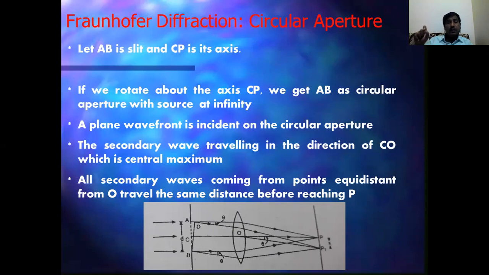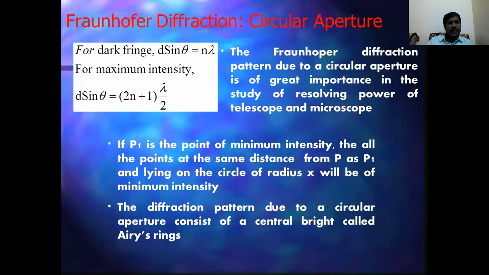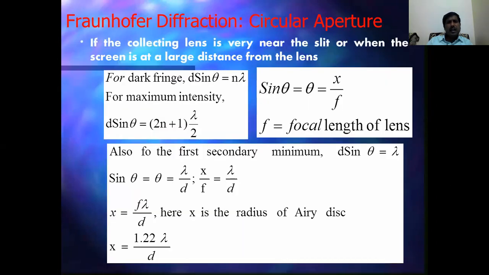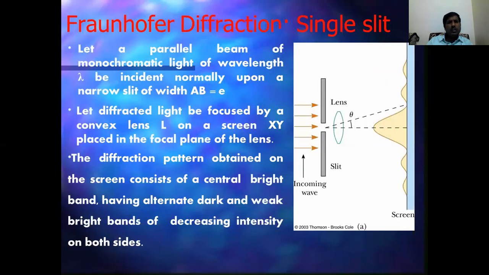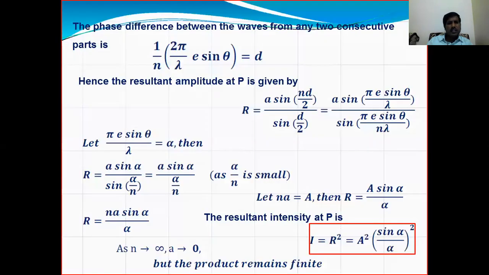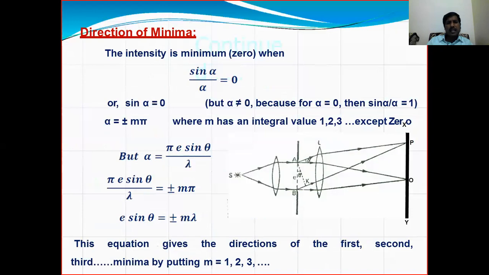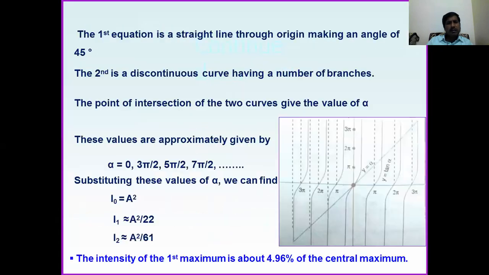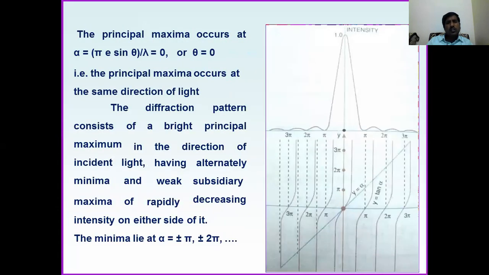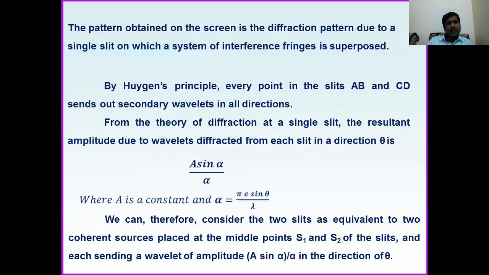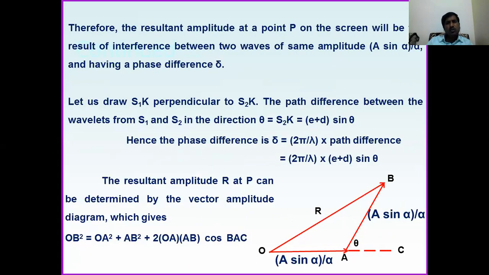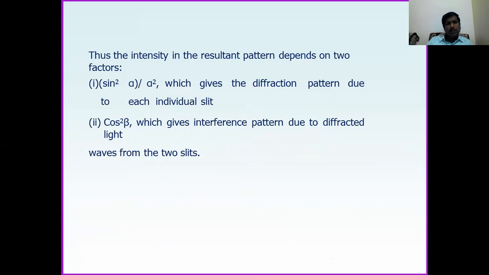So here, the next essay question we are going to do is the circular aperture. There we are going to get the condition for the maximum intensity and minimum intensity. Then for the single slit, we are again going to do the same thing, conditions for the maximum and minimum. Then after that we're going to do the double slit. Then after that, the grating. Then we're going to go further.